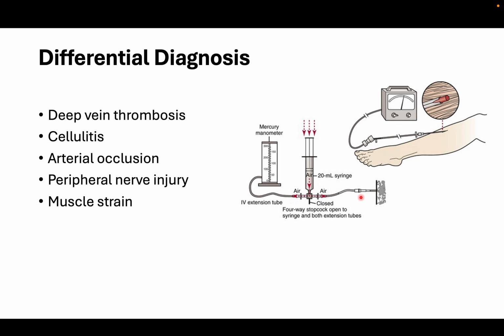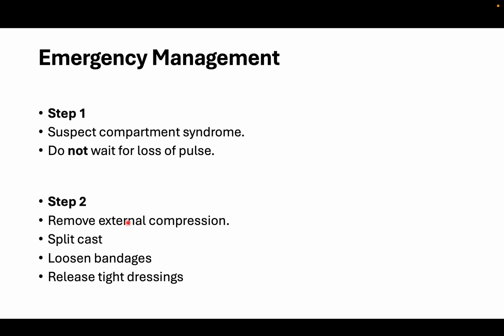So, differential diagnosis. In compartment syndrome, you have to exclude deep vein thrombosis, cellulitis, arterial occlusion, peripheral nerve injury, or muscle strain. Emergency management. Step 1: suspect the compartment syndrome. Do not wait for loss of pulse. Step 2: remove external compression, split cast, loosen bandage, release tight dressing.